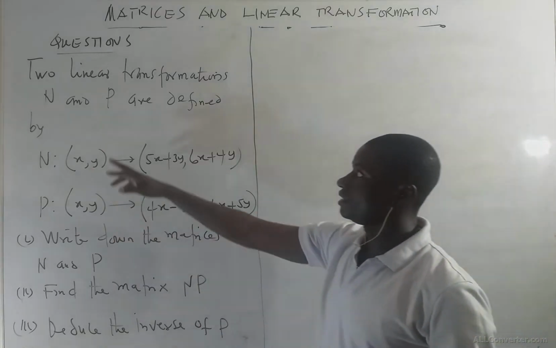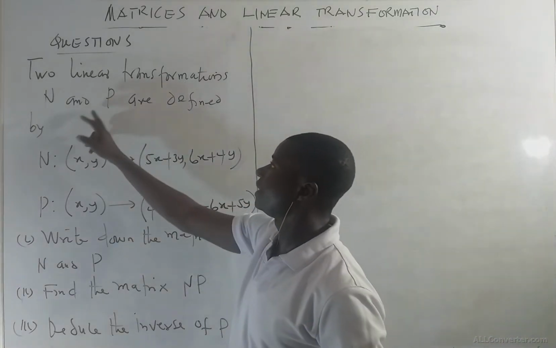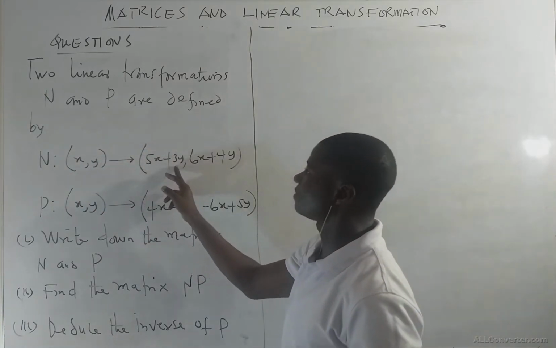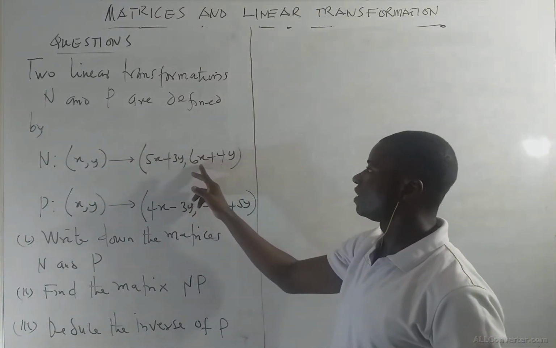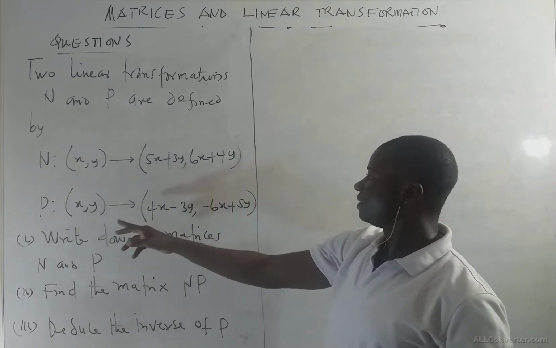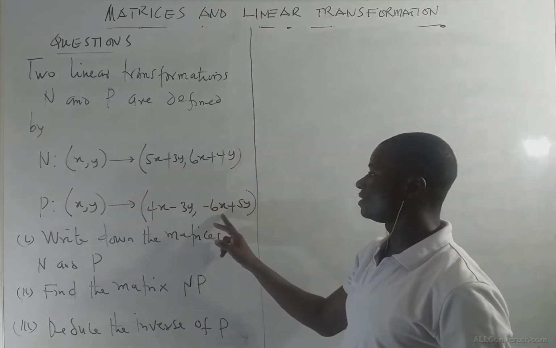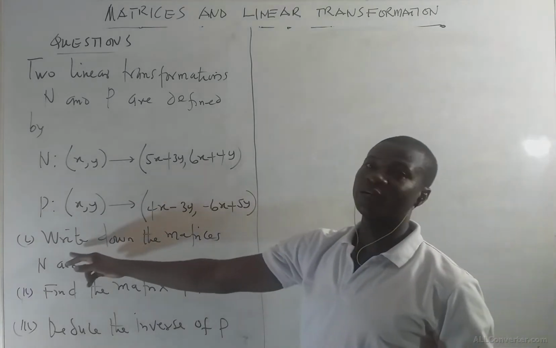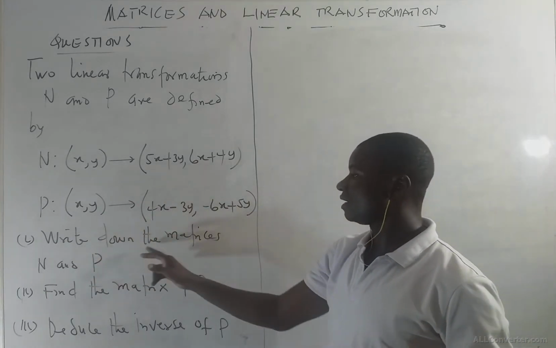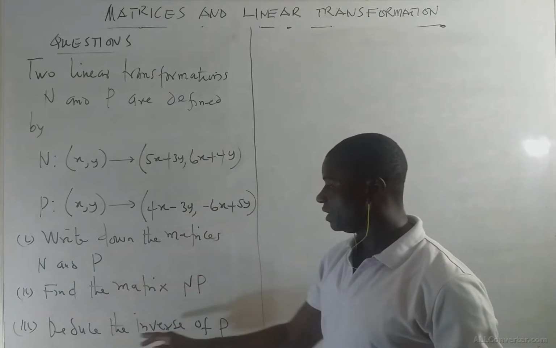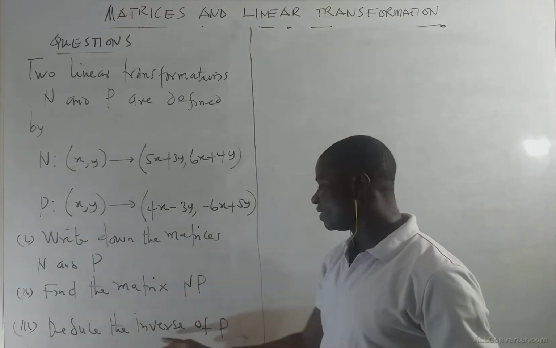What the question is saying is two linear transformations N and P are defined by N of (x, y) maps to (5x plus 3y, 6x plus 4y). Then P of (x, y) also maps to (4x minus 3y, minus 6x plus 5y). The first part of the question says, write down the matrices N and P. Then find the matrix NP. Then deduce the inverse of P.